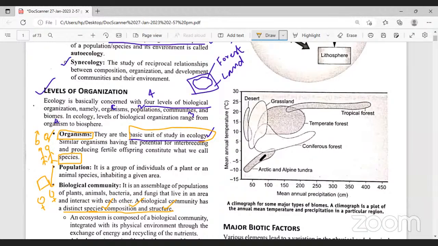Each one of these, for example Arctic, is nothing but one of the biomes. In this area, what plants will grow, what animals will grow. This is also one of the parts. Coniferous means the leaves look like a cone-like structure. It's a needle-like structure.